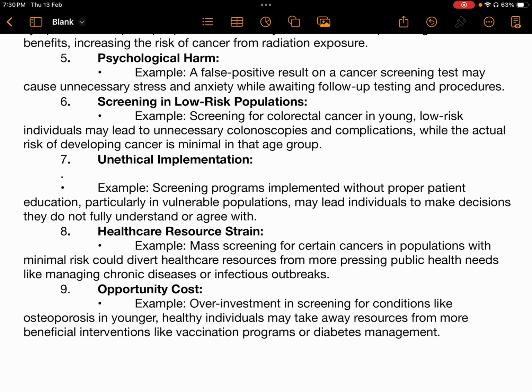Then is healthcare resource strain. Unnecessary or widespread screening of low-risk individuals can place a burden on healthcare systems, diverting resources from more effective interventions or care for individuals with known conditions. Like mass screening of certain cancers in populations with minimal risk could divert healthcare resources from more pressing population health needs like managing chronic disease or infectious outbreaks.